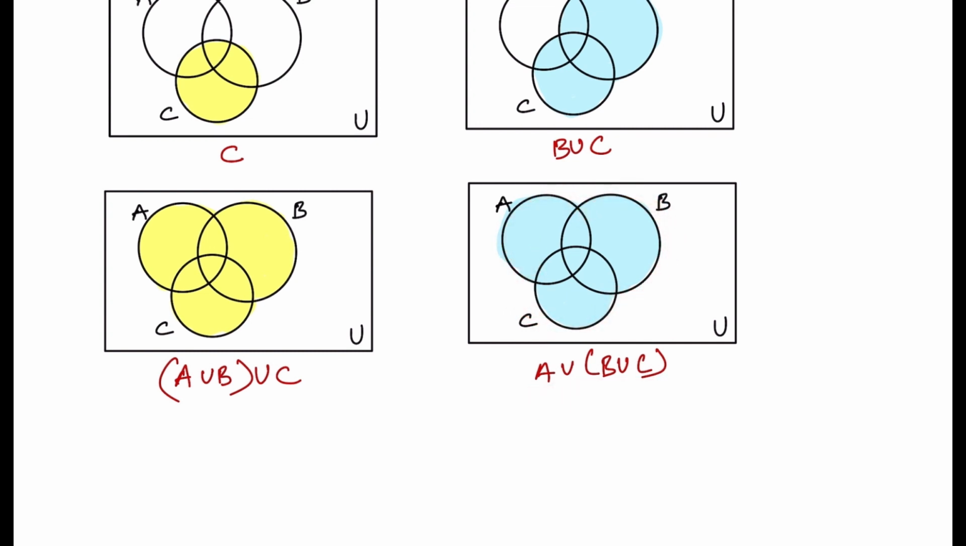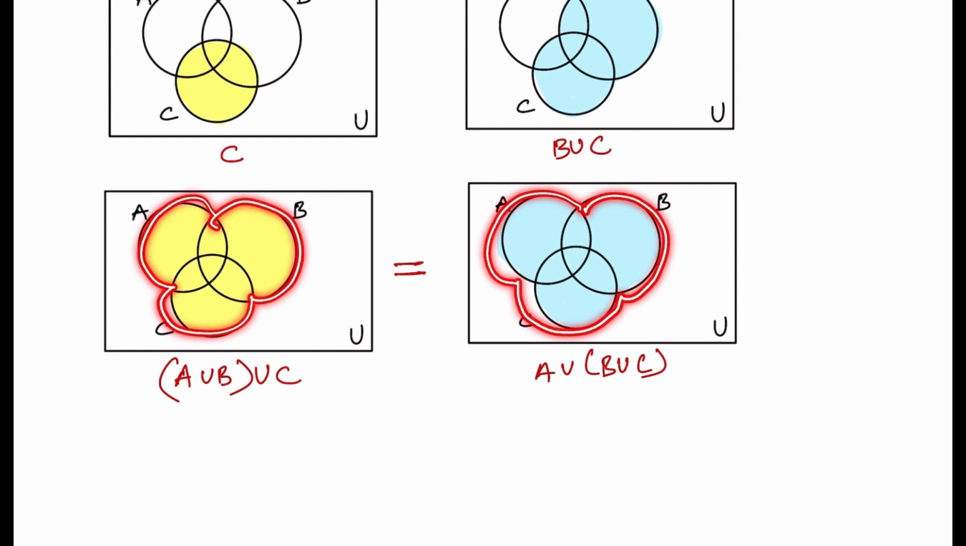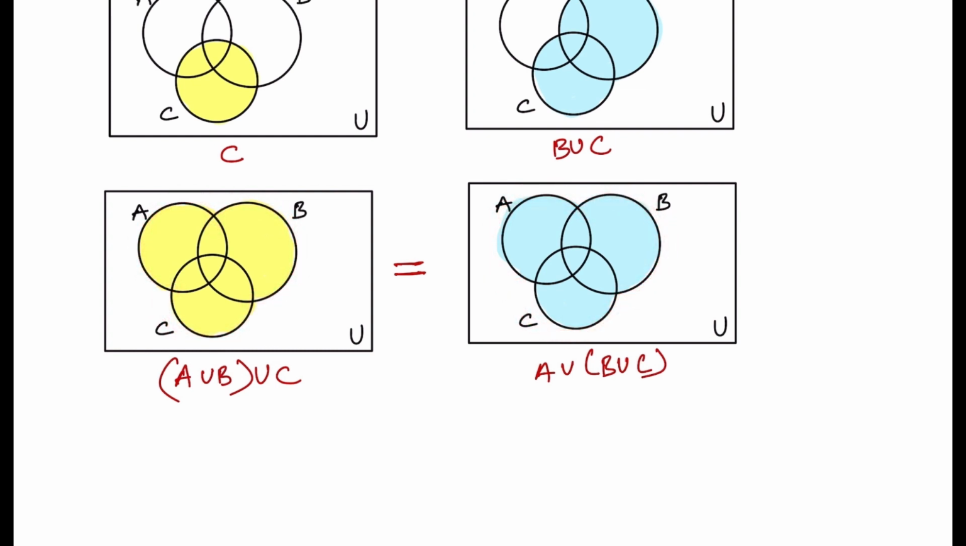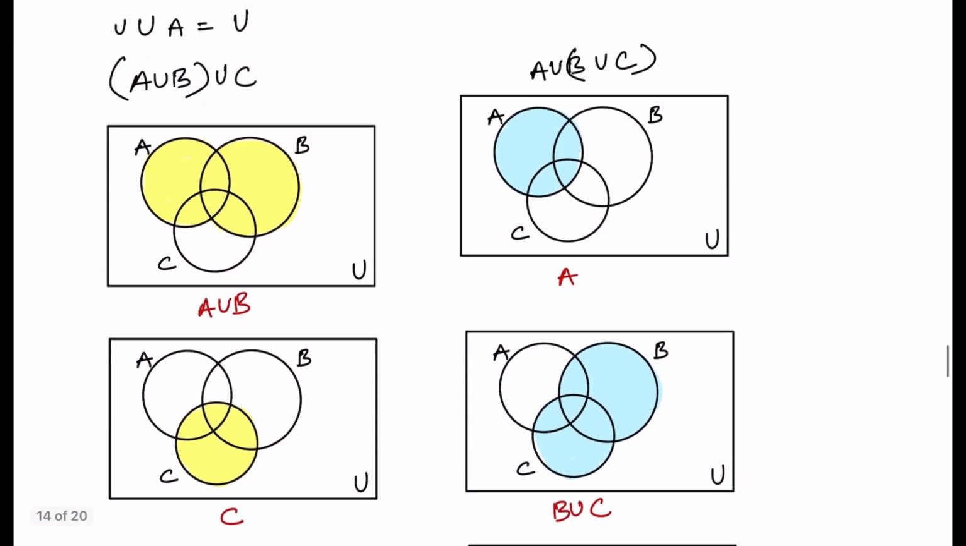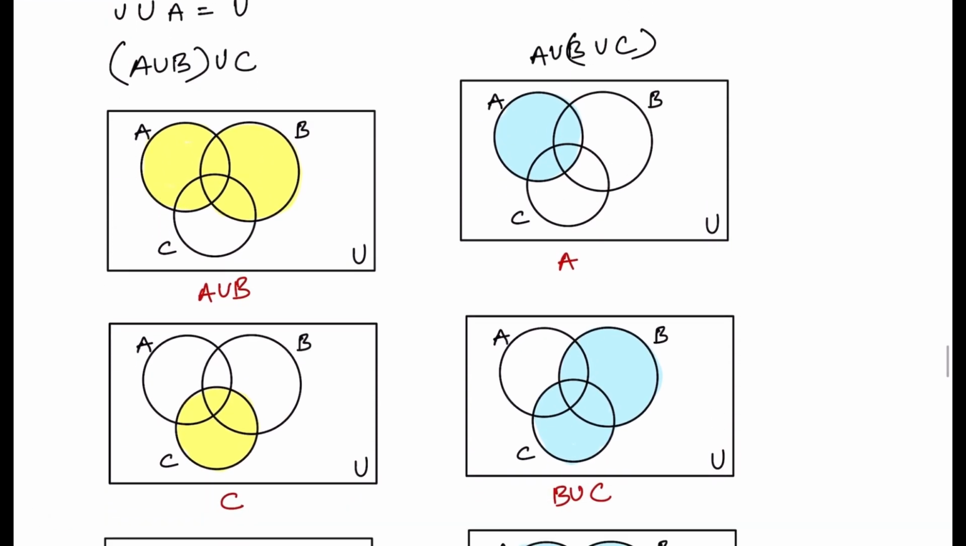So both these are equal, because in this diagram this region is shaded, in this diagram this region is shaded, and in both diagrams the shaded regions are equal. Therefore both are equal. That means this is equal to this. So this is how you can prove using a Venn diagram.